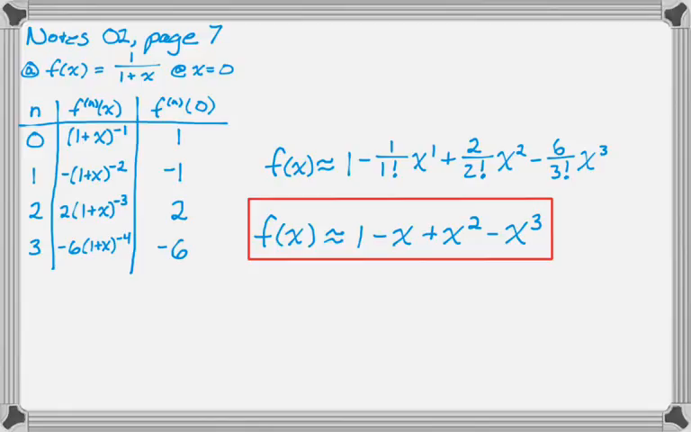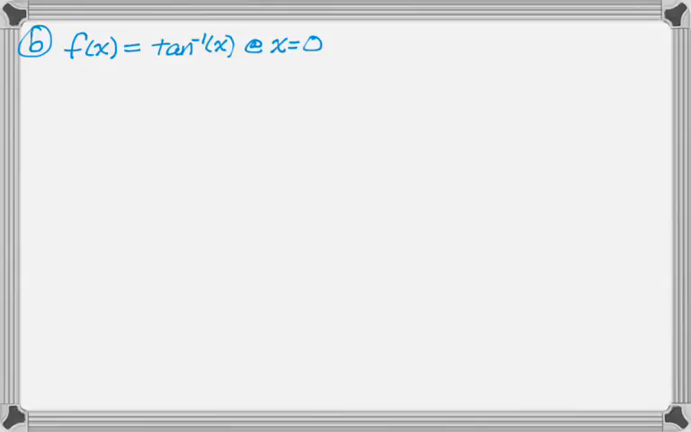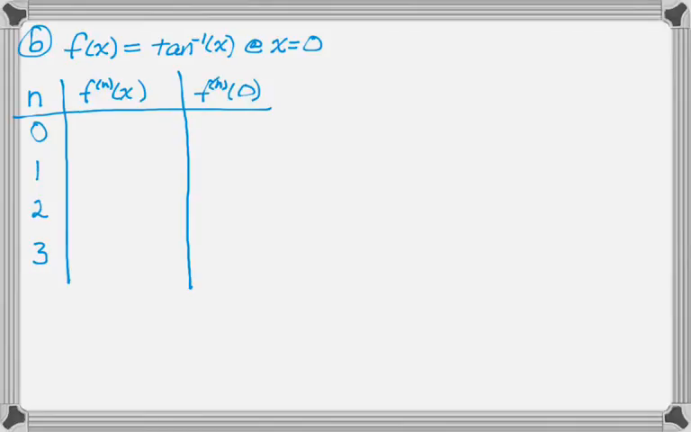Anything centered at 0, you could call it Maclaurin polynomial. I'm not very good at spelling Maclaurin, by the way, so if you look through my notes, you might find some mistakes. All right, let's do another one. So now we want to do this same process, so third degree again, for arctan, or tan inverse, at x equals 0. So let's create our table. And this is only slightly worse. It doesn't really get bad until we try to find the third derivative.